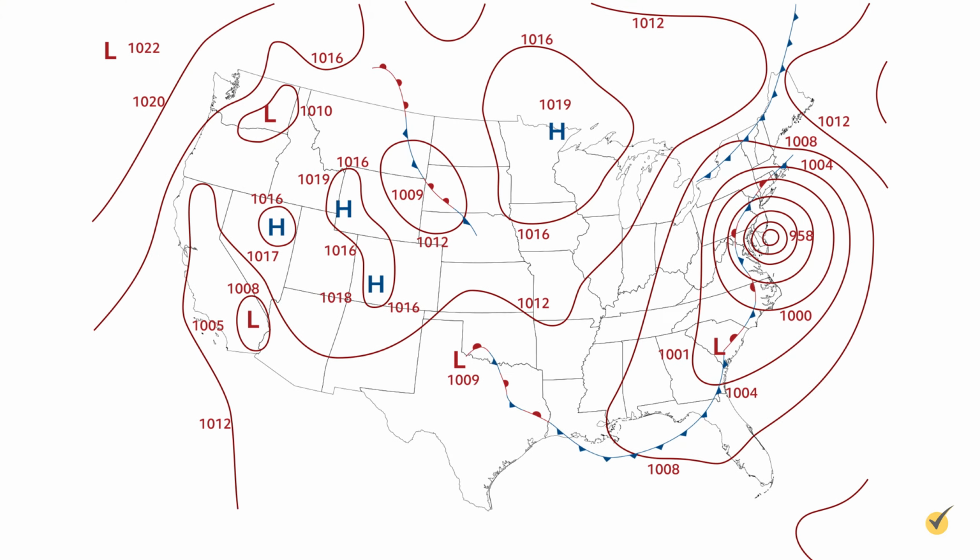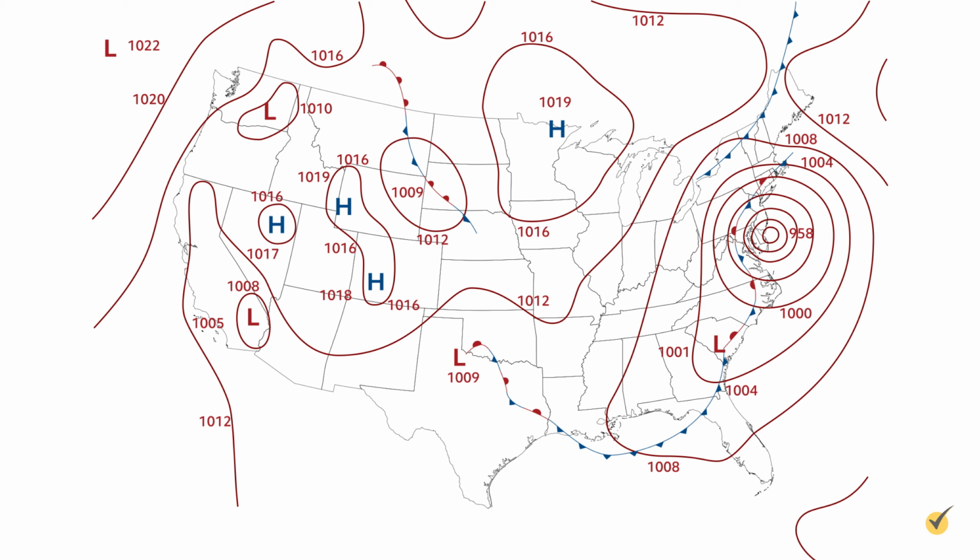You might recognize some things on this map, like cold fronts, warm fronts, or stationary fronts. Let's focus on the maroon-colored lines. These are called isobars. They represent areas of equal pressure, and they're labeled in millibars. Millibars are a measurement of pressure used by meteorologists to determine air pressure, which allows them to predict the weather.